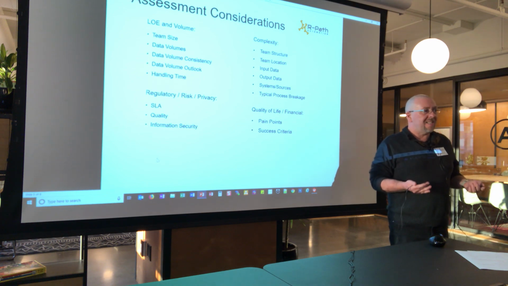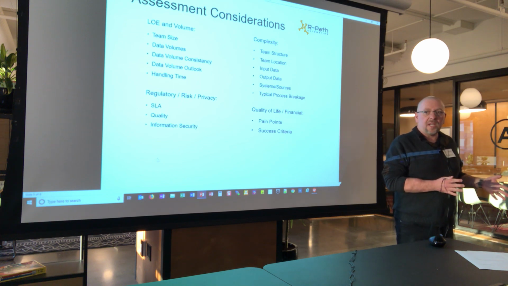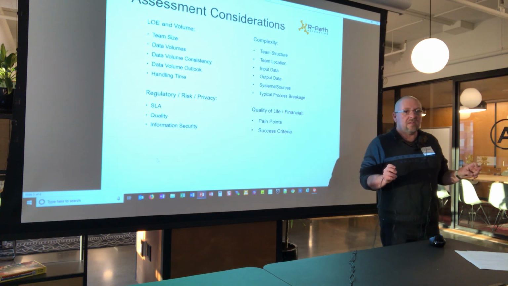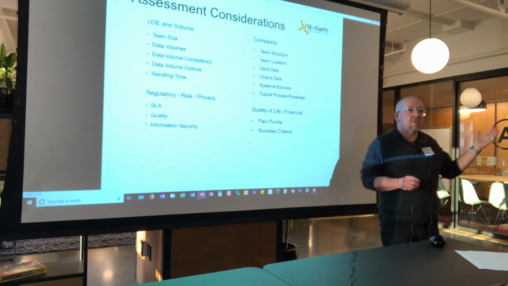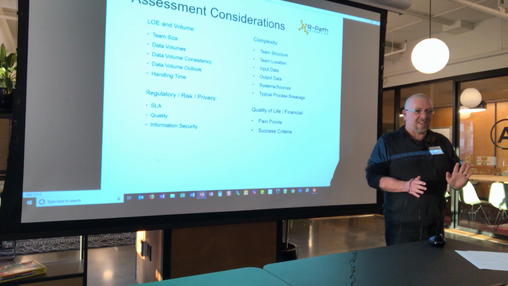And then typical process breakage, right? So what makes this process break when people are doing it? Because you're going to want to train the bot to recognize that breakage and do what we call fail gracefully, right? We don't want it to just crash. Recognize the issue, email somebody and tell them there's a problem, stop, let the problem be fixed, resume.